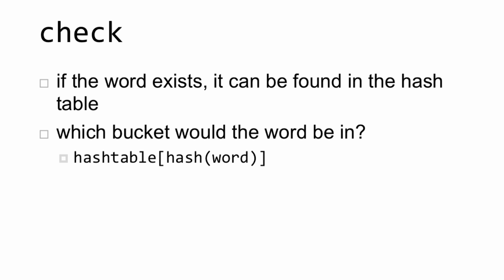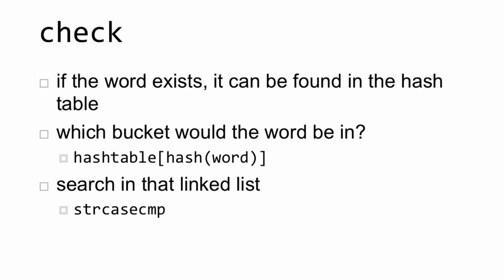In a hash table dictionary, which bucket would the word be in? Remember that a hash table is simply an array of linked lists, where each element of the array is a node pointer. So then, once we know which linked list to search, we're going to use the string case comparison function to compare those two strings. So how do we search that bucket for our word, or in other words, traverse a linked list?